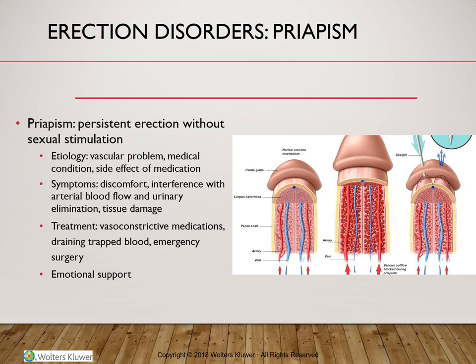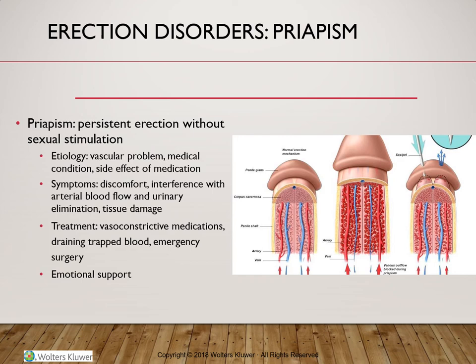So along with other erection disorders, we have the opposite of erectile dysfunction. We have a condition that is called priapism. In this condition, the penis becomes engorged and stays erect without any sexual stimulation for long periods of time. And usually the underlying etiology is a vascular problem. One of the reasons for that is usually blood that is thickened, or a side effect of some medications, mainly medications prescribed to treat erectile dysfunction.